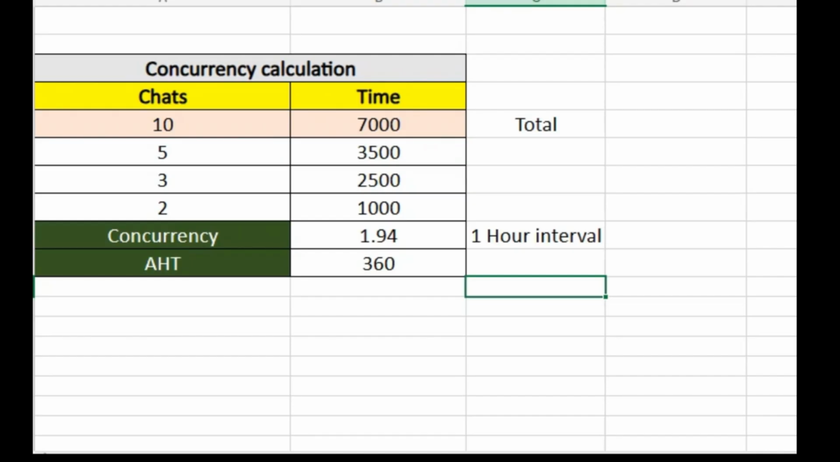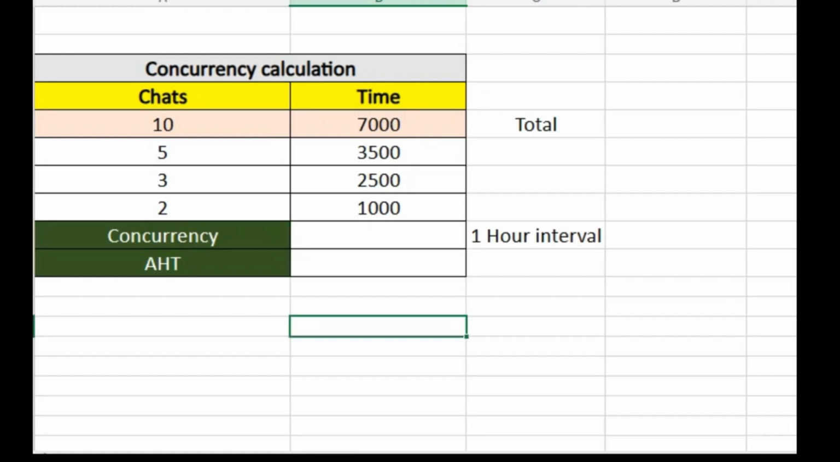So you have to do the calculation on the basis of only these components that you are seeing on the screen. Here, the interval time is 1 hour. So the concurrency would be your total engaged time, which is 7,000, divided by 1 hour. In 1 hour, we have 3,600 seconds. So that would be your concurrency, 1.94. On the basis of that, we have to calculate the AHT.